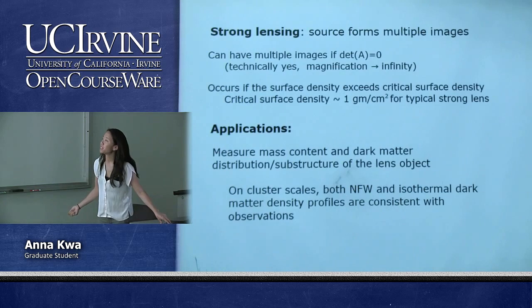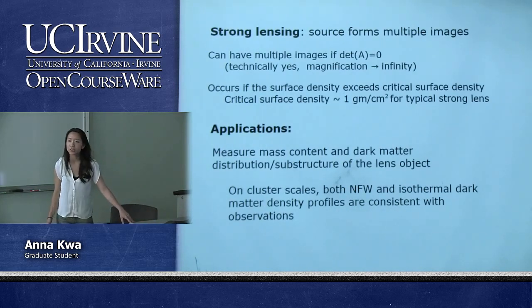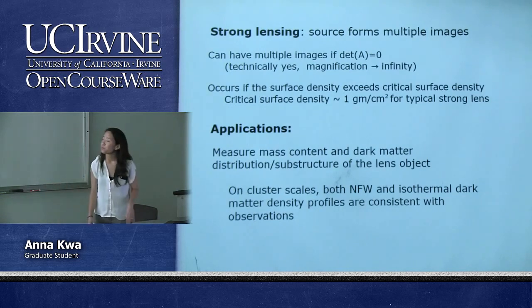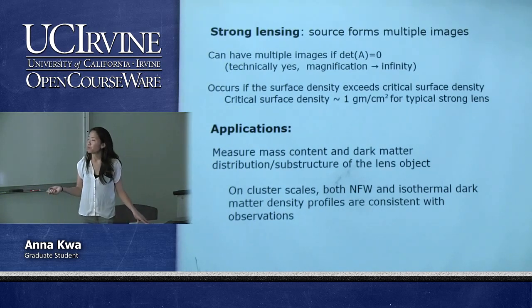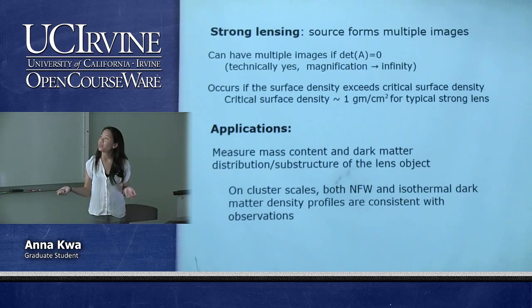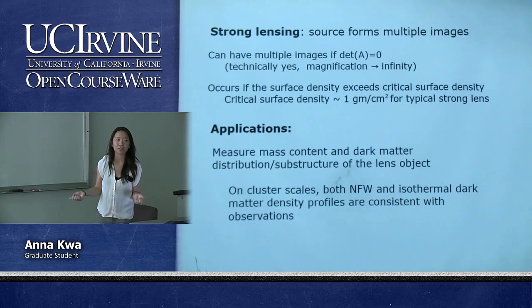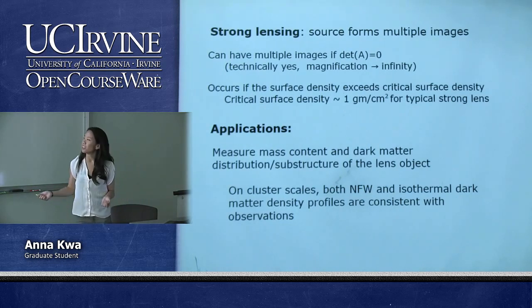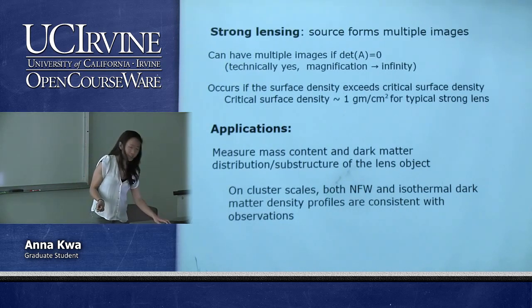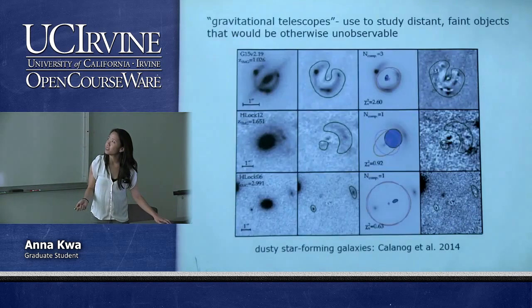And one result from this is that if you're looking at the largest scales of dark matter substructures, so galaxy clusters, using gravitational strong lensing, people have found that we really don't know whether a Navarro-Frenk-White profile or an isothermal profile is the best fit to the dark matter. So I guess that's not a result. That's like a non-result.